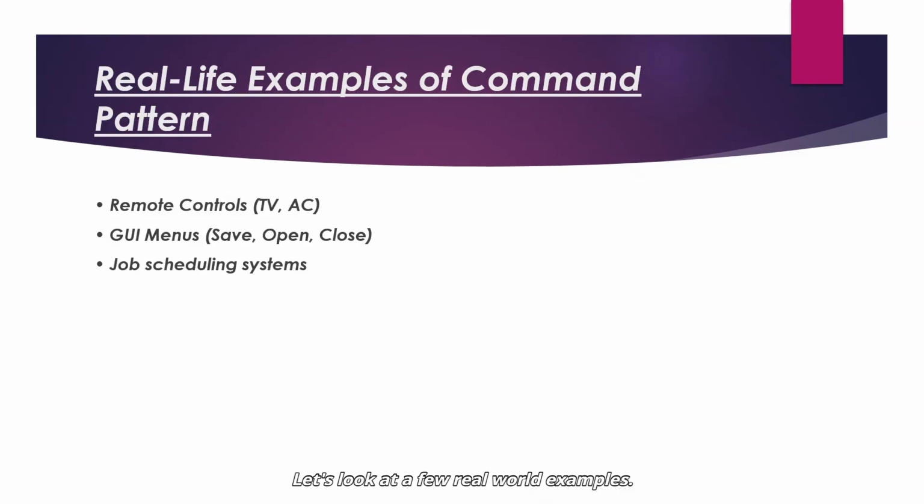Let's look at a few real-world examples. A TV remote is a perfect illustration. Pressing a button sends a command to the TV without the remote needing to know how the TV processes that request. Similarly, in a text editor, pressing Ctrl Z triggers an undo command. Or think about a task scheduler that queues tasks and executes them later. Each task is simply a command.